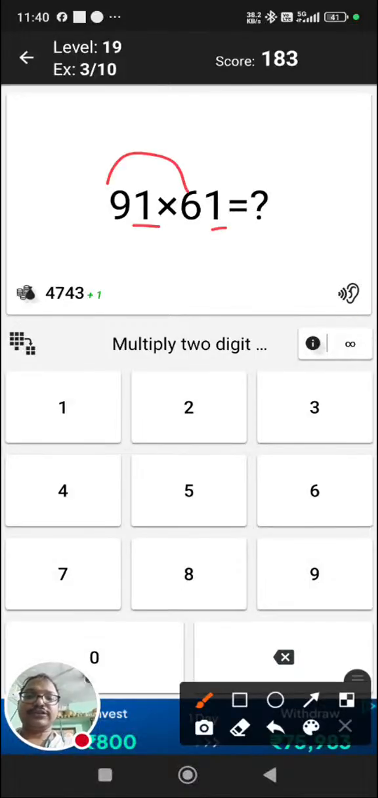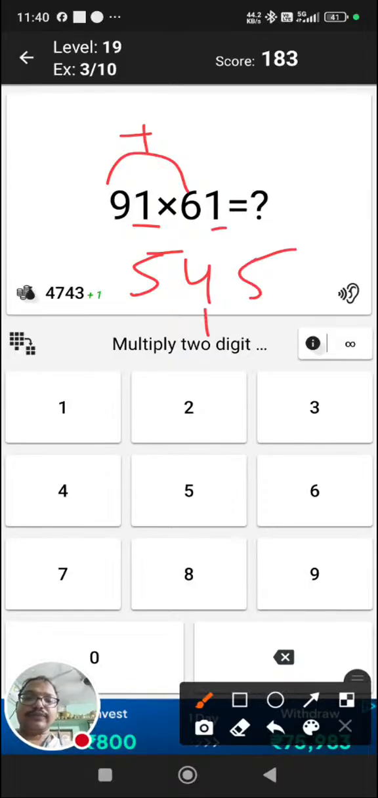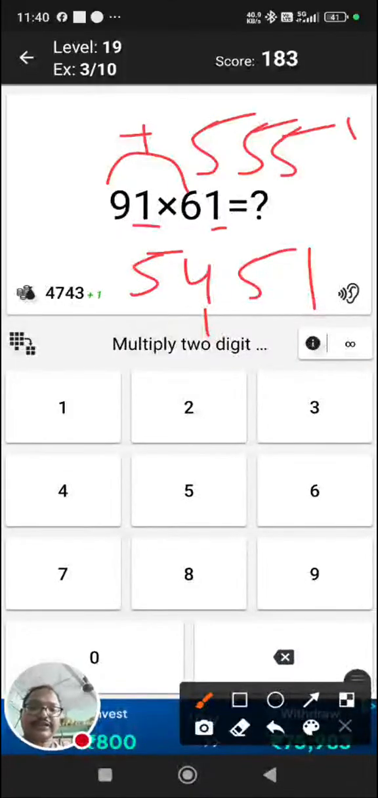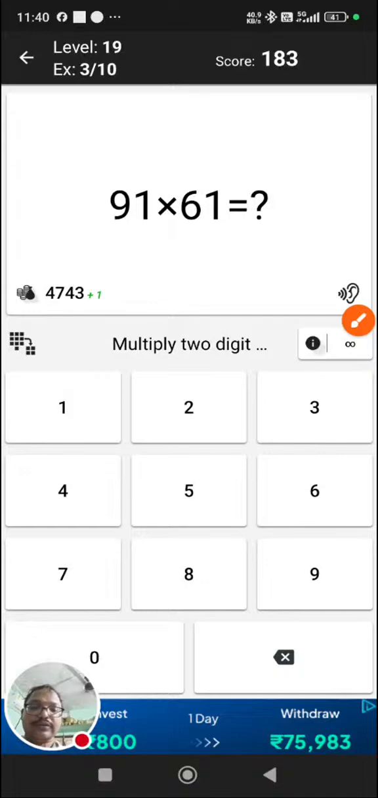So multiply these two, we get 9 6 times 54. Sum of these two, 9 plus 6, which will be 15. So 5 here, 1 here. Unit digit is 1. So we get 5551. 5551 is the answer.